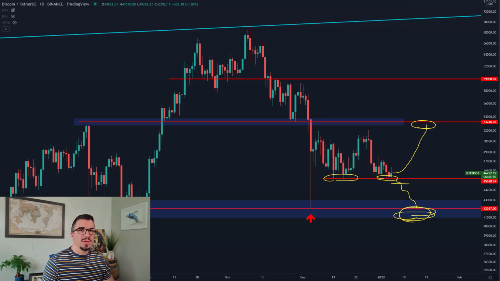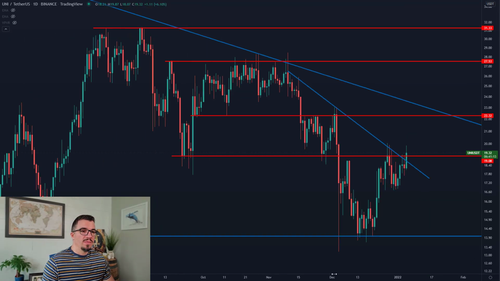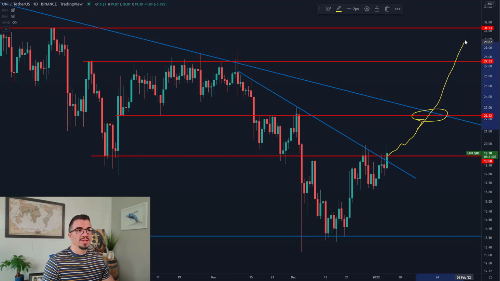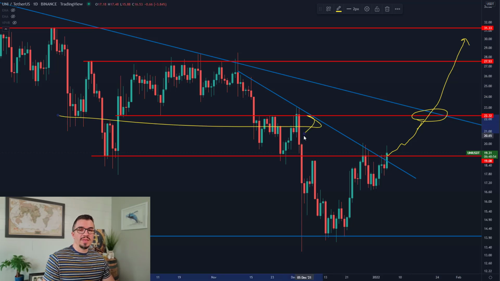So looking back to Uniswap, if we do get that close above 19, as I said, I think there's a good chance, even if Bitcoin just stays sideways, that we get that push up into 22 to 23. But don't just expect the market to continue higher and just to go straight up like it did before, because again, we're not in that environment. We are still in a very sideways market. Okay, so I think that there is potential here in the short term for a move up toward 22, 23, as long as Bitcoin stays above 45,000.